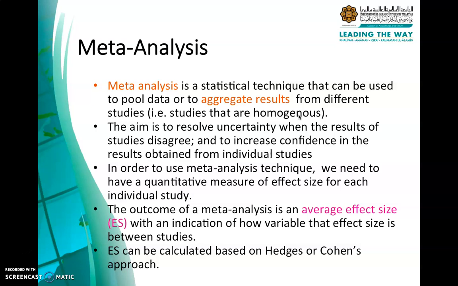All right. So with meta-analysis, the aim is to resolve uncertainty when the results of studies disagree, and to increase confidence in the results obtained from individual studies. And this is actually the expectation when people do meta-analysis. What we wanted to see is the bigger picture.